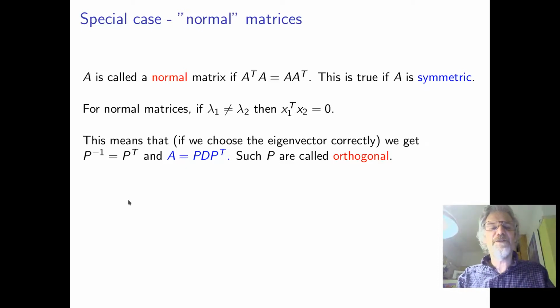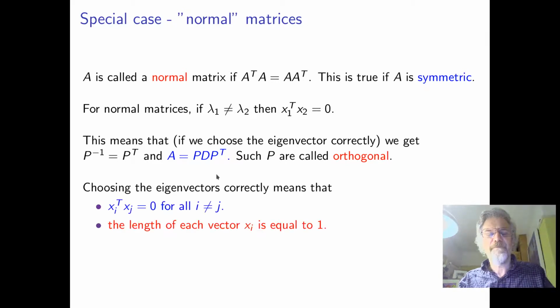So this is a special situation, and of course, if we make the eigenvectors length 1 and we know that they're orthogonal, then we don't have to work out P inverse by any difficult way. We can just take the transpose. So choosing eigenvectors correctly just means that we choose them so that they're orthogonal. Different eigenvectors are orthogonal, but we just choose the length to make them length 1. So we can divide by the length of any vector that comes out.